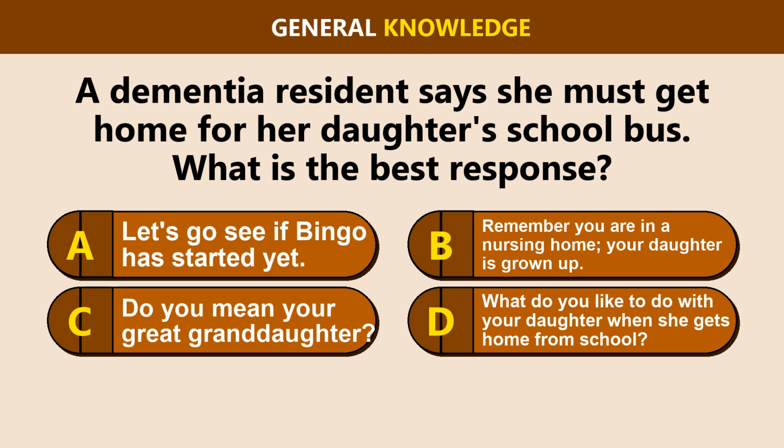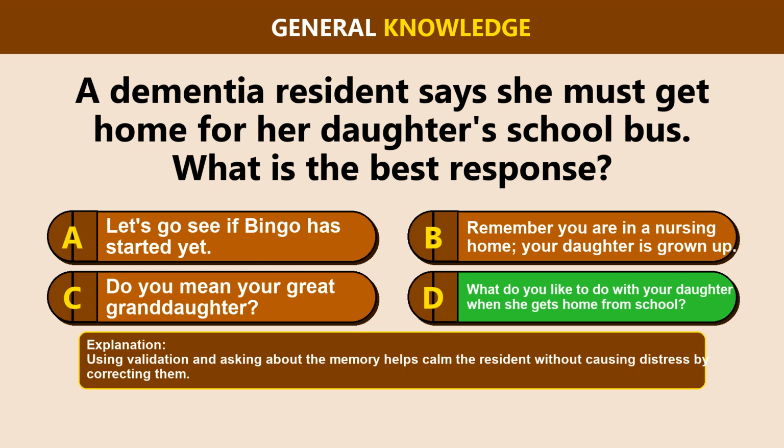Question 35. A dementia resident says she must get home for her daughter's school bus. What is the best response? Option A, let's go see if bingo has started yet. Option B, remember you are in a nursing home, your daughter is grown up. Option C, do you mean your great-granddaughter? Option D, what do you like to do with your daughter when she gets home from school? The correct answer is option D. What do you like to do with your daughter when she gets home from school? Using validation and asking about the memory helps calm the resident without causing distress by correcting them.